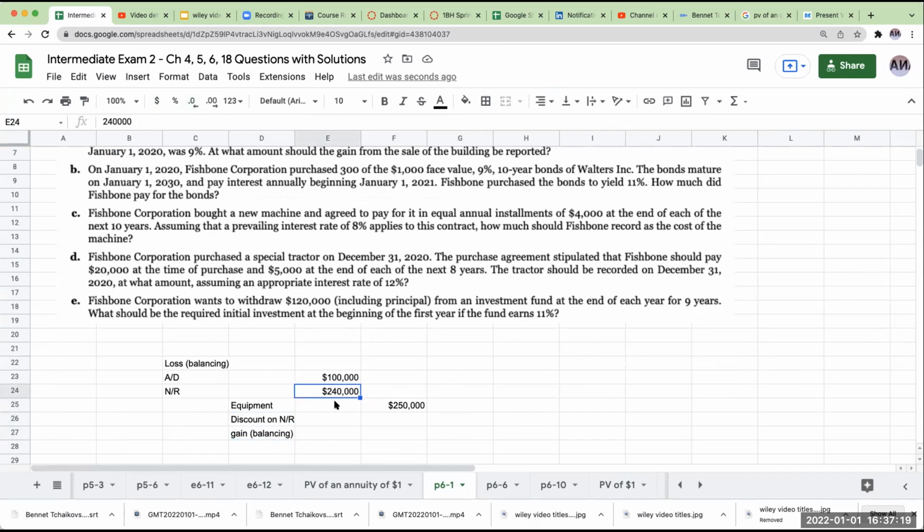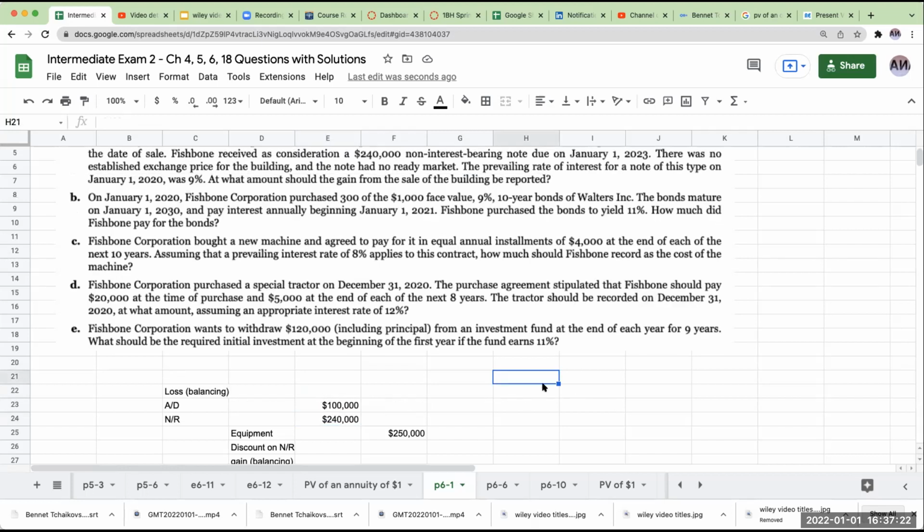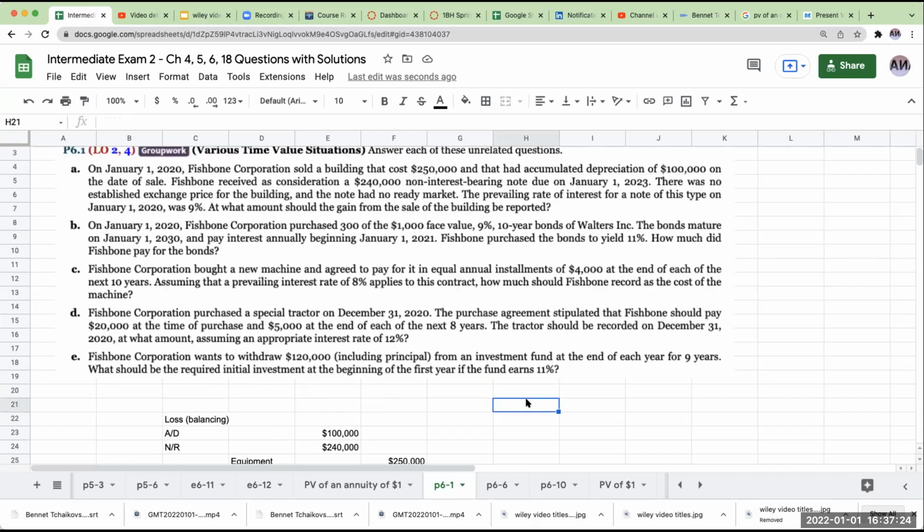So again, we're getting a note, right? For Fishbone in this problem part A, we're on 1/1/20. When are we actually going to get the money? Well, 1/1/21, 1/1/22, 1/1/23. We're not going to get this note for another 3 years, so 3 years basically from January 1st, 2020.